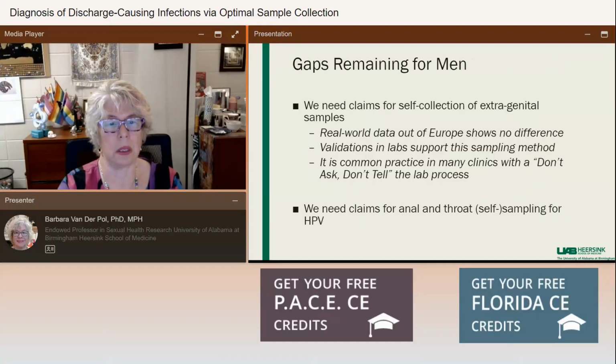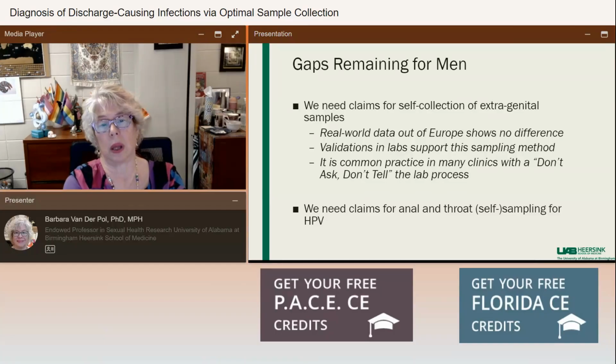And so that leads me to gaps that remain for supporting men in their sexual health. We really need claims for self-collection of these extragenital samples. There's a lot of data, especially from the UK, where we show that there are clinics that have been offering services to men for over a decade now, where men come in, they don't all see a provider. They go through an electronic triage process. After the triage process, they're given a kit of all the sample collection that they need to do, and they're sent into a sample collection room, bathroom, and they provide their specimens. They leave their specimens there, they go away, and sometime later in the day, they get a text with their results.